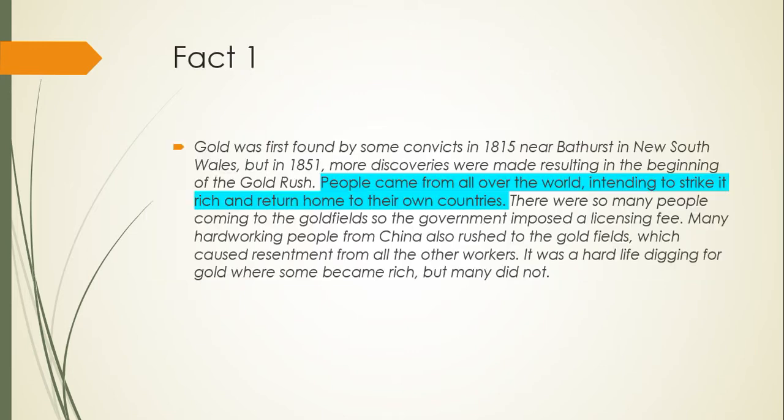So let's look at fact 1. The first fact is: people came from all over the world, intending to strike it rich and return home to their own countries. So that's one fact. That's something about the gold rush. It's saying that people came from all over the world. And we're giving a little bit more information by saying intending to strike it rich and return home to their own countries.